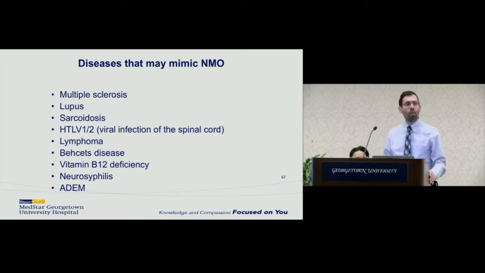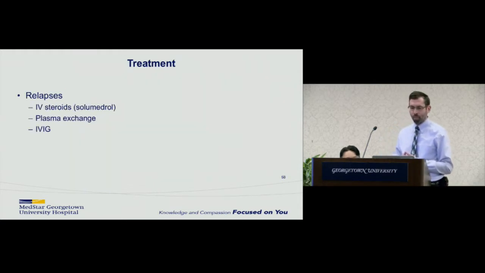Vitamin B12 deficiency, probably everybody here has had their vitamin B12 level checked because sometimes that can be associated or mimic multiple sclerosis or NMO. Neurosyphilis, so we check for other infections. And then ADEM is something we typically more commonly see in pediatrics, but it's an acute inflammatory demyelinating disease that can mimic NMO also.